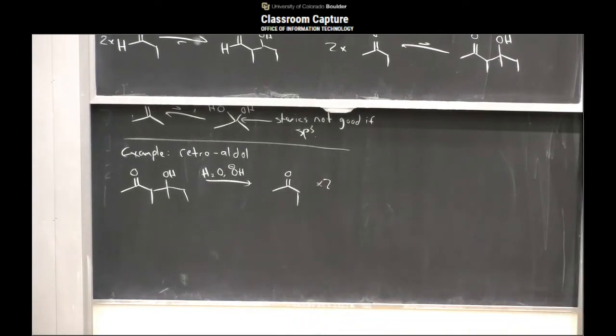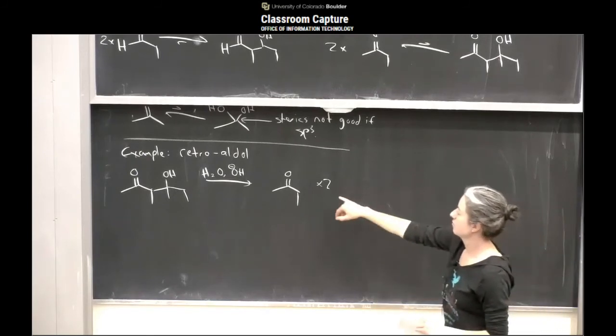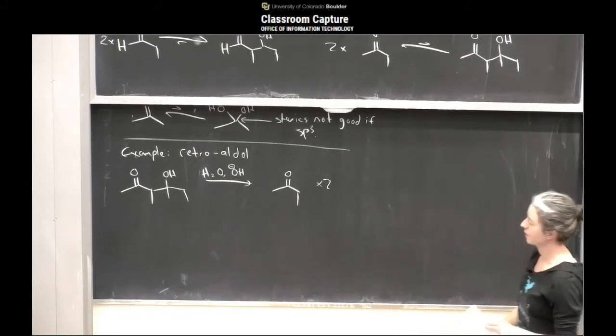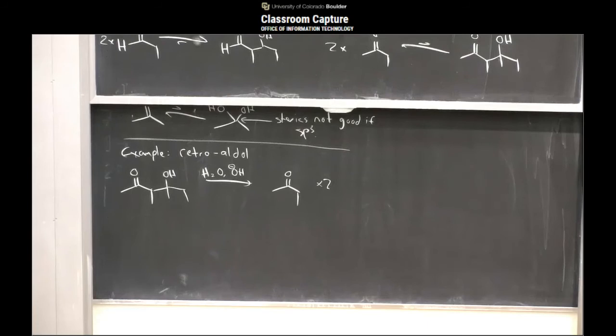Yeah, and that might actually not be a bad way to practice the mechanism. If you're trying to figure out the reverse mechanism for going backwards, it's going to hit every same key intermediate as it did on the way forwards. That's called the principle of microscopic reversibility. But just the arrow pushing is going to look different as you're backing out of the product. So, yeah, good question.